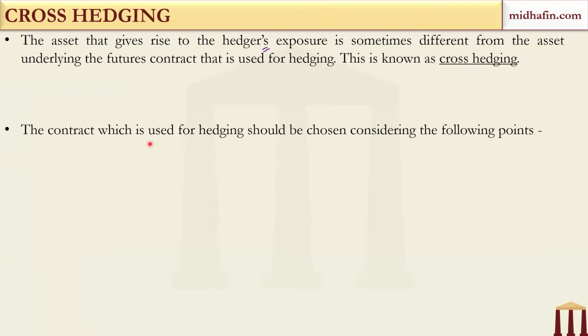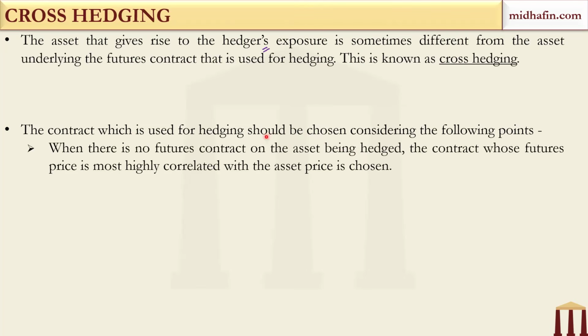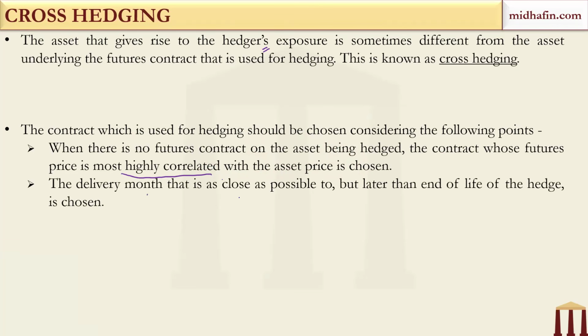And the contract which is used for hedging should be chosen considering the following points. When there is no futures contract of the asset being hedged, the contract whose futures price is most highly correlated with the asset price is chosen. So correlation is important. Remember, the first point is correlation. Second point, delivery month as close as possible to, but later than the end of life of the hedge, is chosen. So let's take an example.